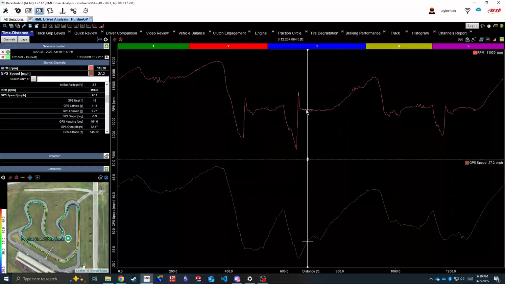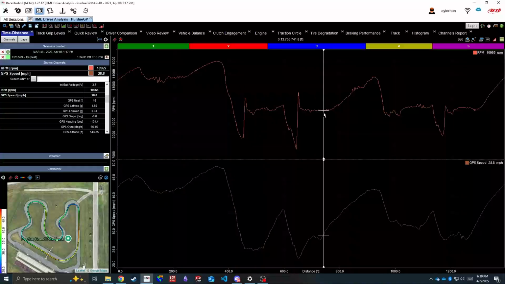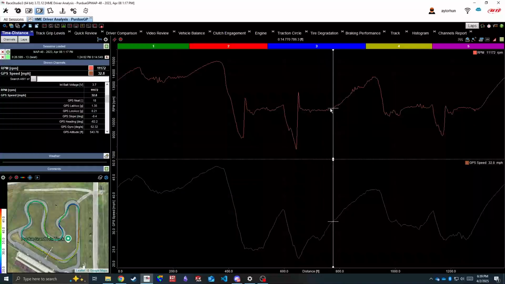So, by simply hovering the cursor over this section of the RPM trace and watching in the upper right corner or upper left, depending on what side of the graph we're on, we can observe that this clutch in this instance was engaging at around 11,000 RPM. Now, this is great if you have very clear data, and this is a relatively good example here.